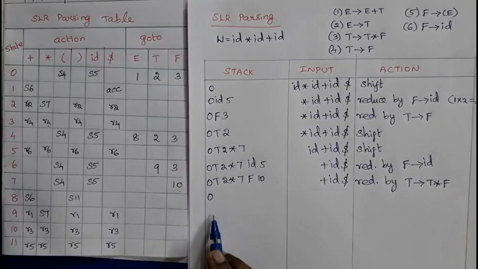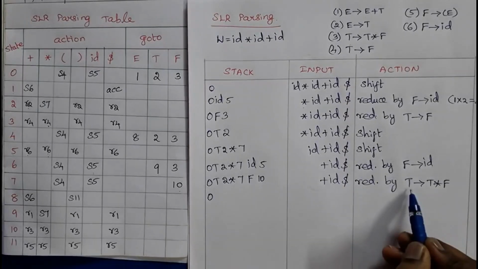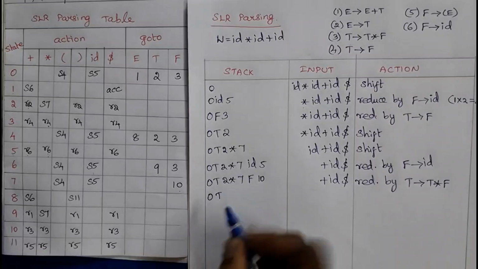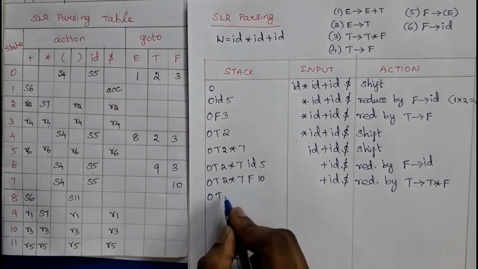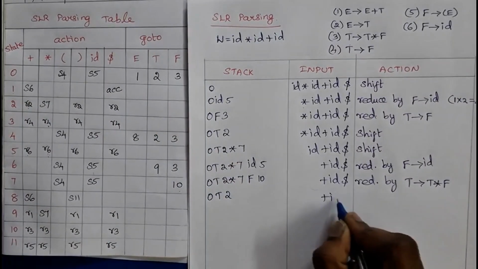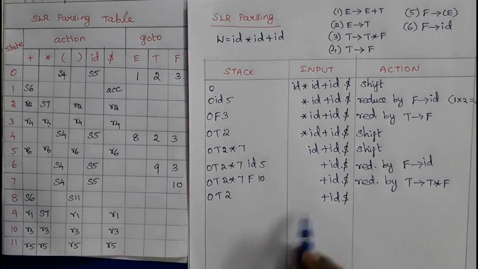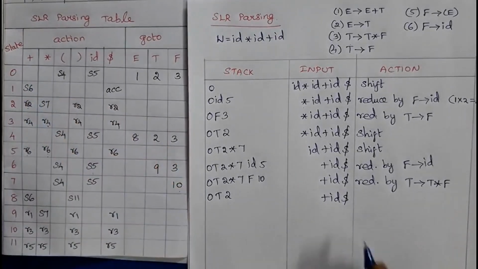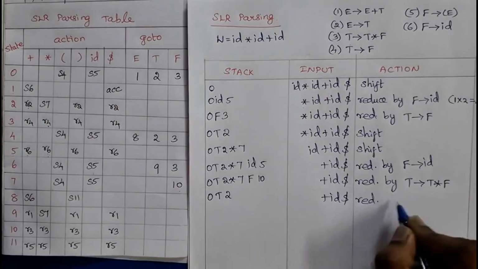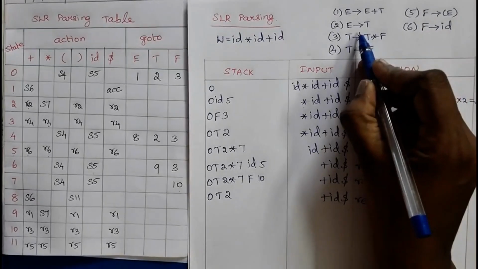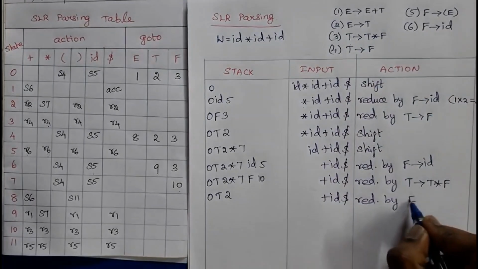So 0 is on top of the stack right now. Then we need to push T and 0 comma T. 0 comma T is 2. No change in input buffer. Now 2 and plus. 2 and plus is R2. So reduce by production number 2, E tends to T.